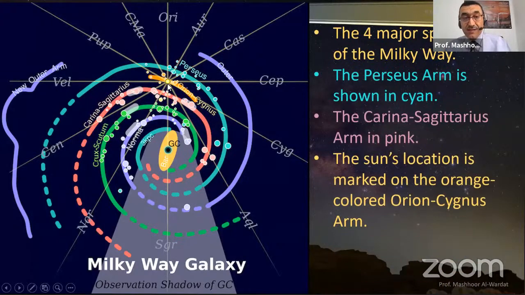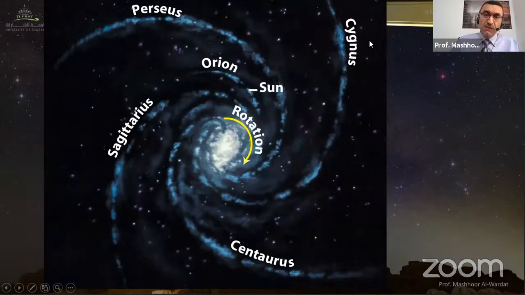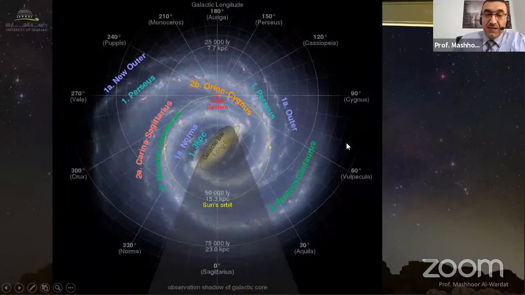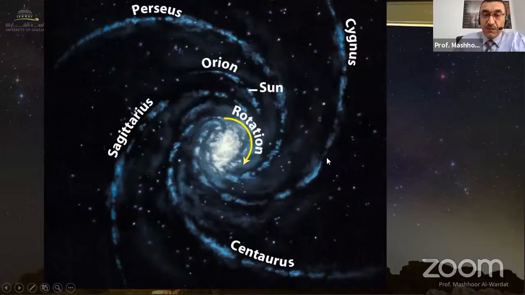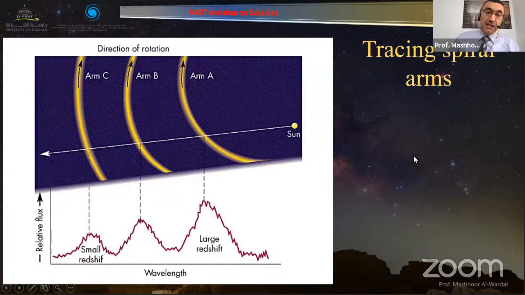The sun's location, it's here, you can see it. And it's located on the Orion-Cygnus sub-arm. The center of the galaxy is marked as GC, galaxy center. Here we have the main four arms and the arm which we are inside it. It's the Orion one. And the rotation is in this direction, by the way. So another image or anatomy for the galaxy.